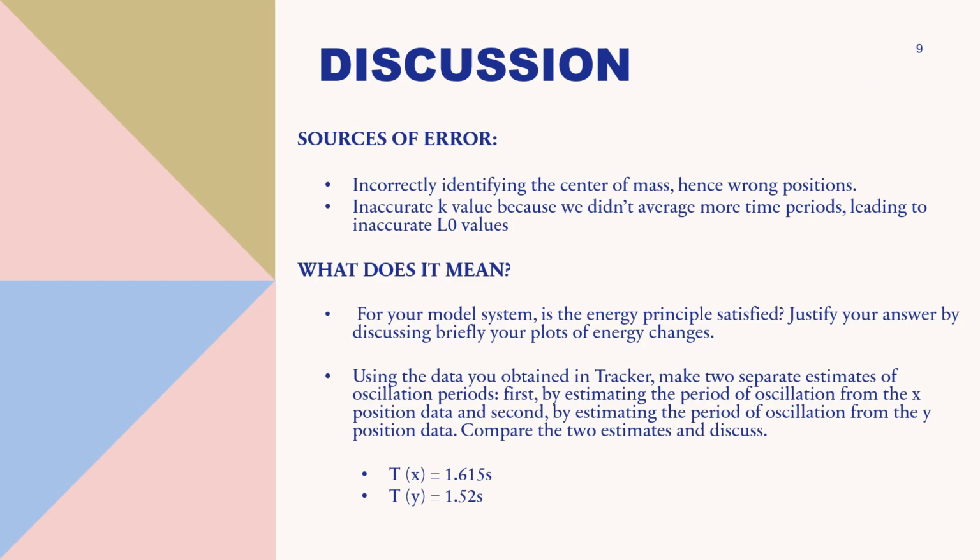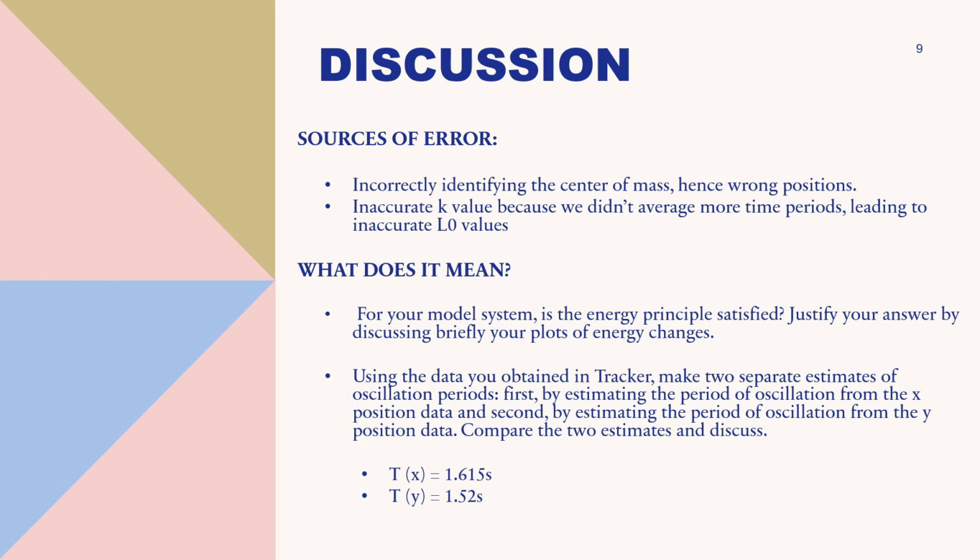For our discussion, the sources of error could be because we incorrectly identified the center of mass on Tracker and therefore updated the wrong positions. We could have also found incorrect k values because we only averaged out 3 time periods and not more. And since we used that k value to find L naught, our L naught value could also be wrong.